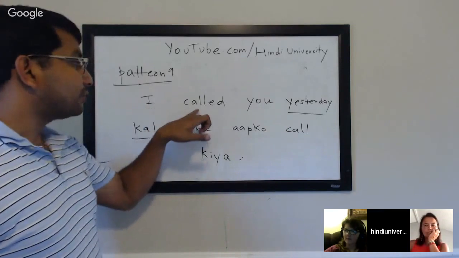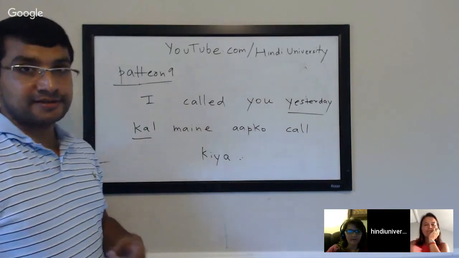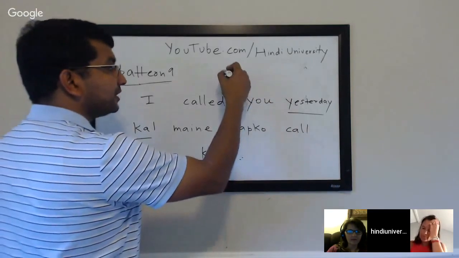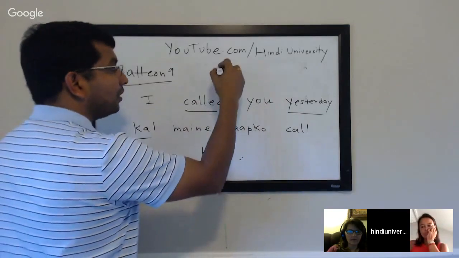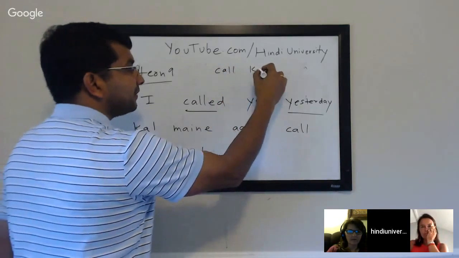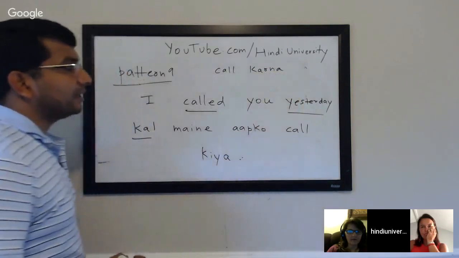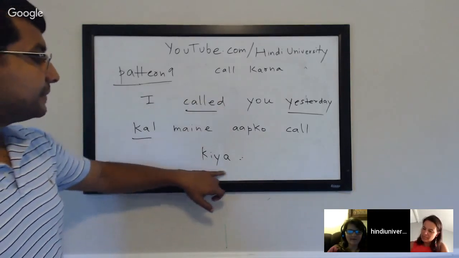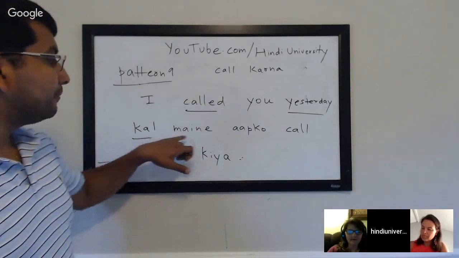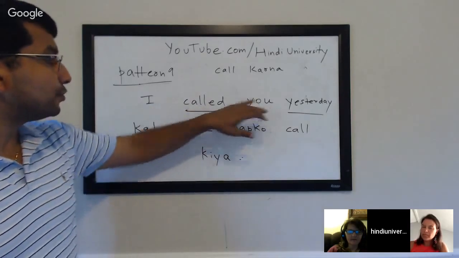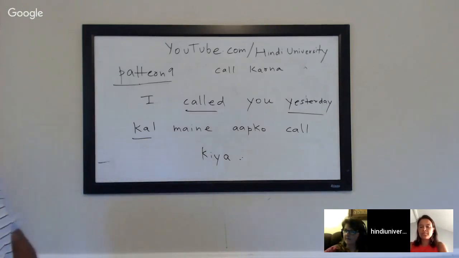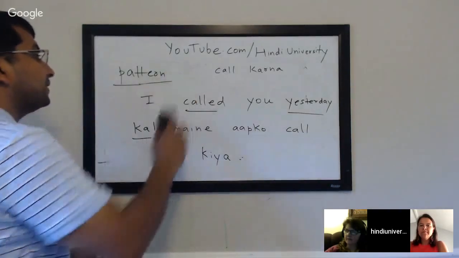To call is again a transitive verb. And there is no direct verb for to call. She's saying call karna, which is a very interesting way to say that. So karna becomes kiya, right? So kal maine, and then to you, आपको कॉल किया. Okay, कल मैंने आपको कॉल किया, which is absolutely correct. Okay, so let's move on. We'll do the next one, pattern number 10.